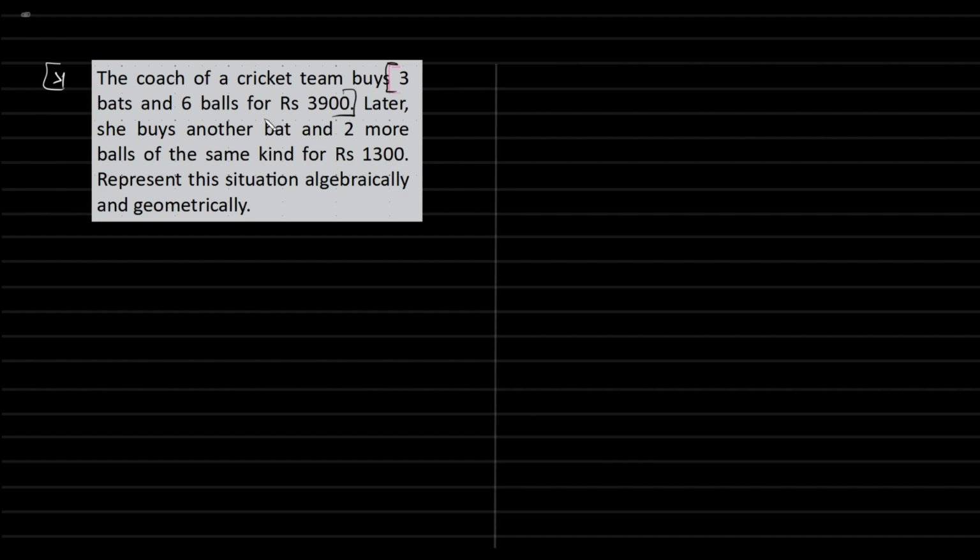Later, she buys another bat, another means single, and 2 more ball of the same kind for rupees 1,300. Represent this situation algebraically and graphically. So the very first thing is drawing. Draw the situation. It's a simple one, but still, I would like to do so. And we need to understand what is that we need to find. So we're looking at finding let x and y be cost of each bat and ball.